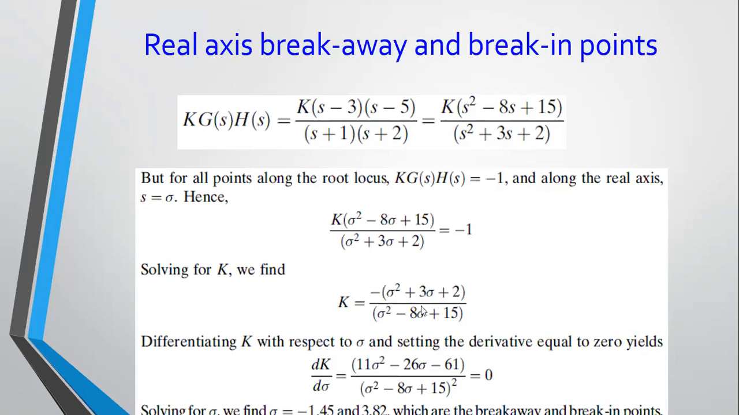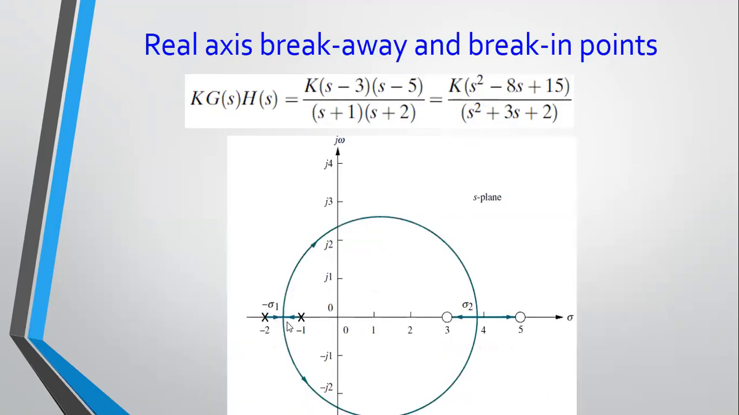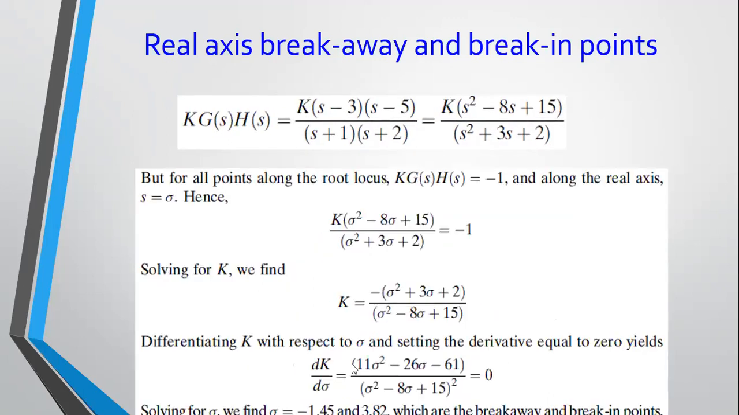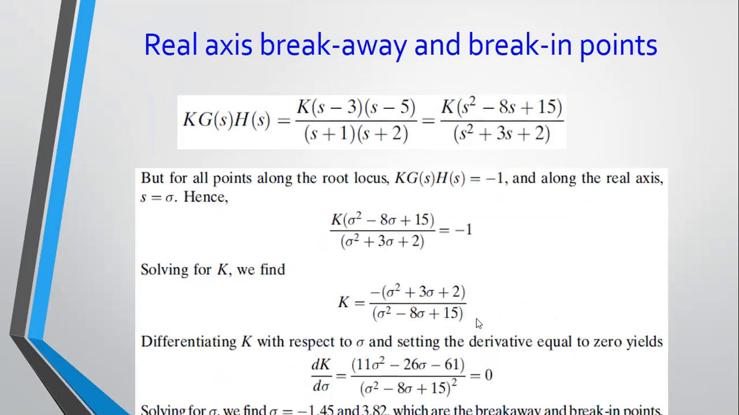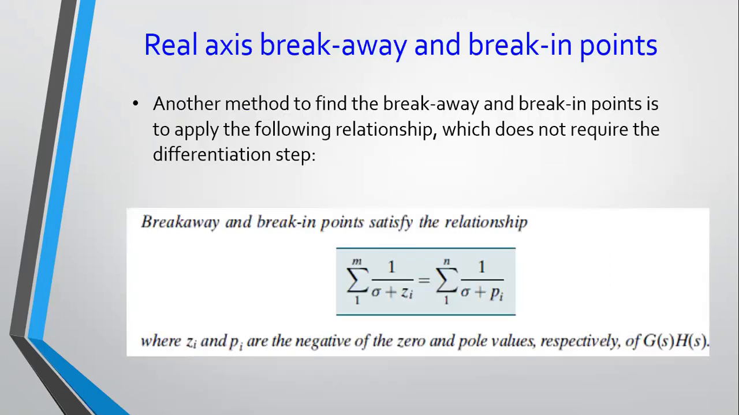Again, this is u over v, so applying the quotient rule for differentiation, it is v squared in the denominator and the numerator will be v du minus u dv. If you do that, you get a final result like this, which equates to 0. Then if you solve that, the denominator of course goes away, and you get a quadratic. When you solve for sigma, you get minus 1.45 and 3.82. So we're saying this is minus 1.45, and this is 3.82. Using this method, you can work out your breakaway and break-in points.